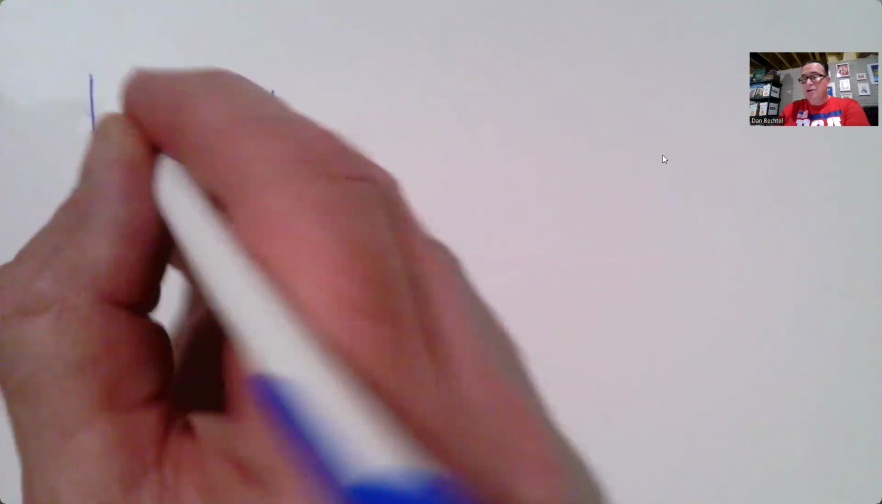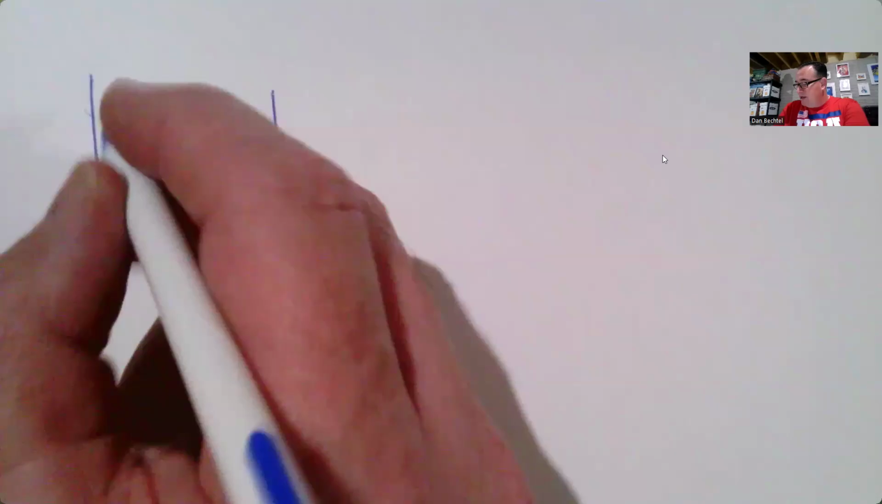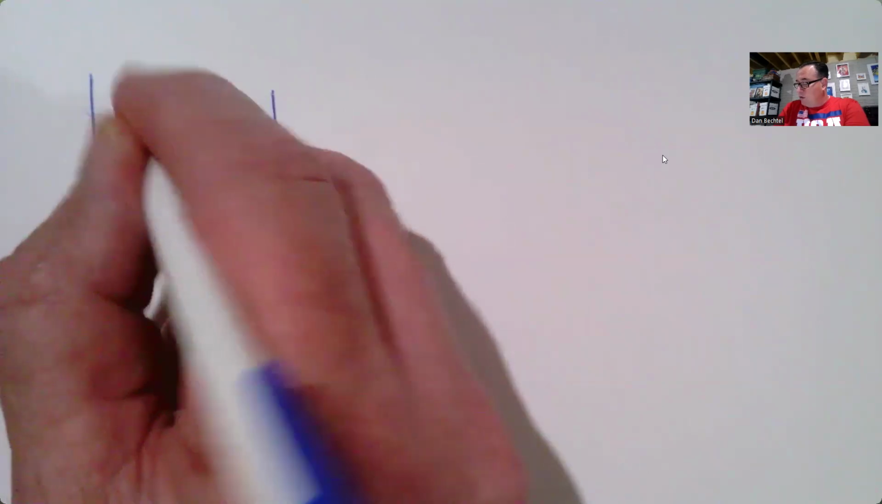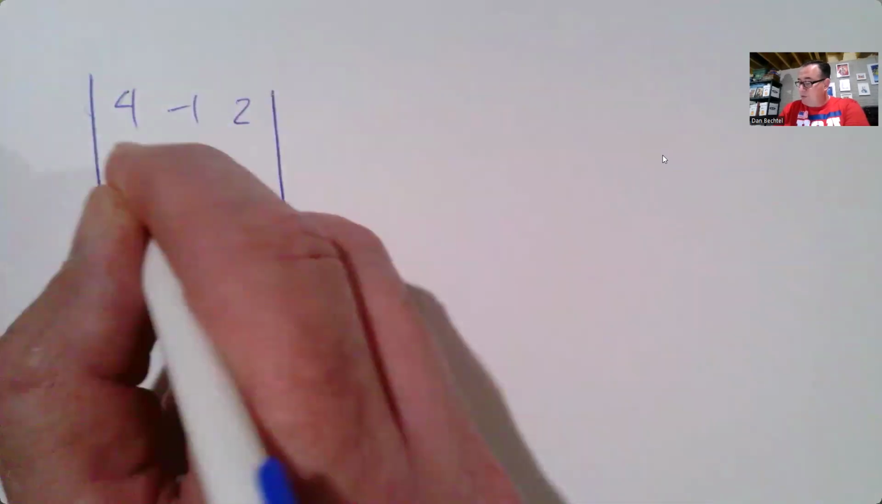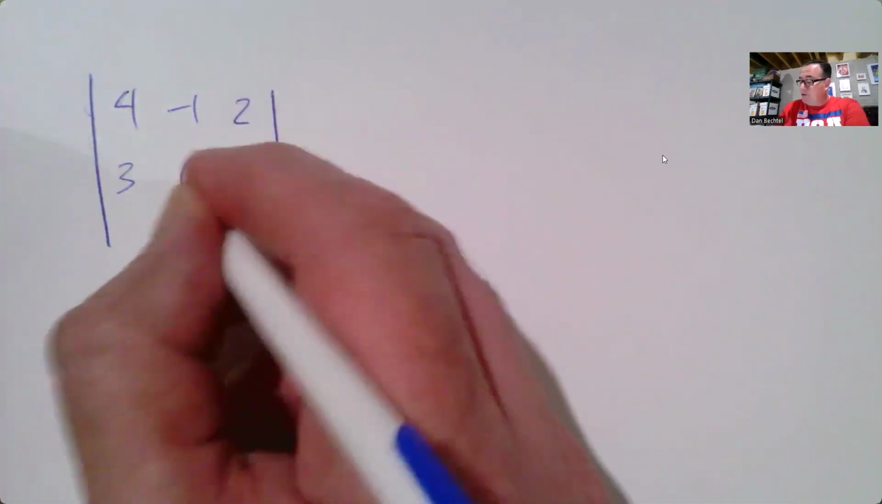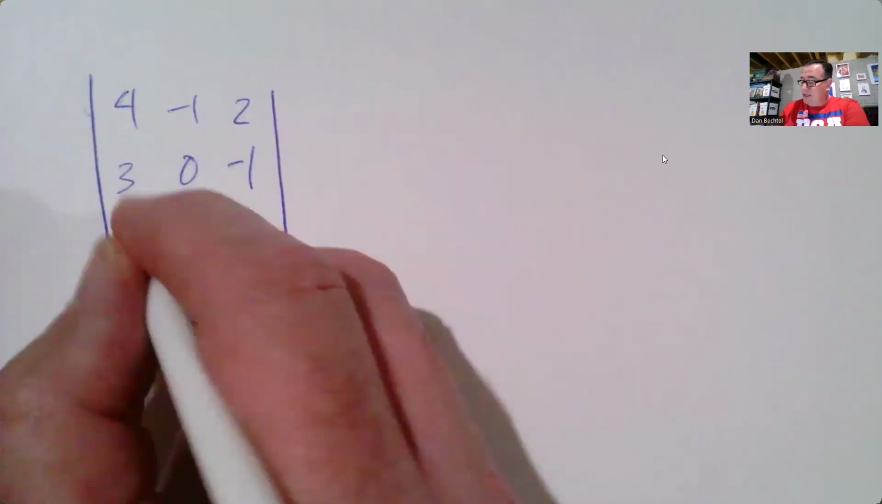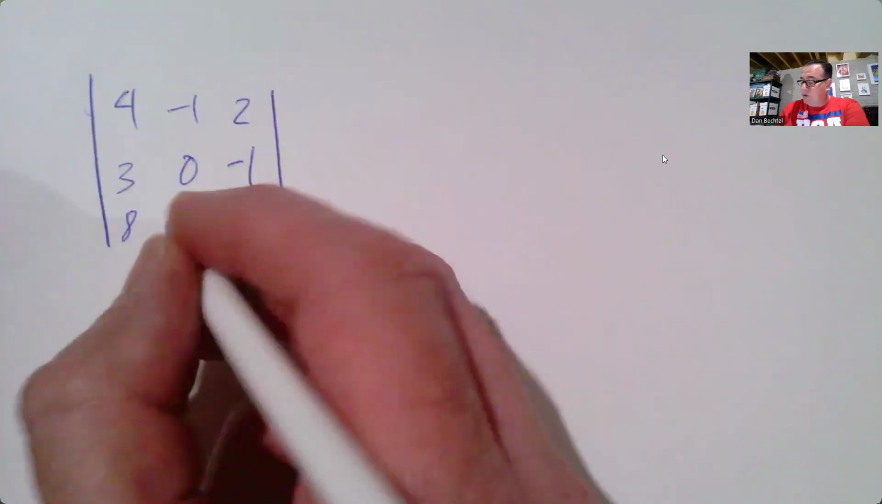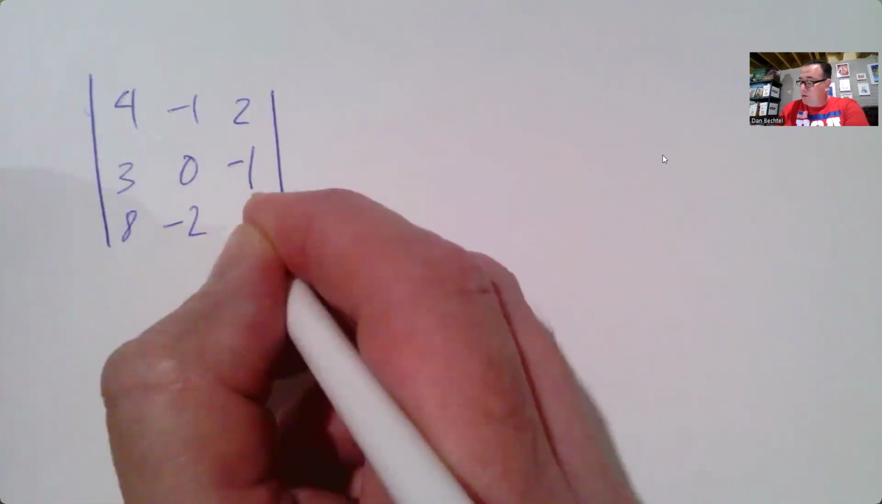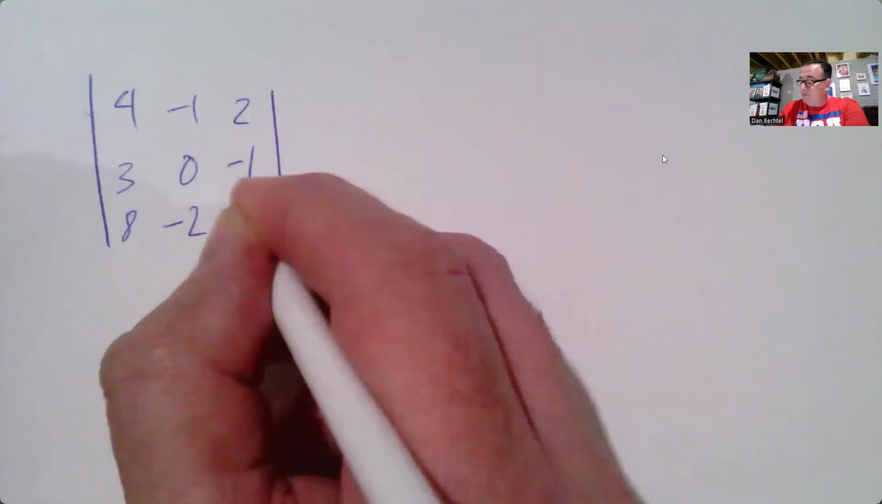I'm going to try to keep the numbers small because I'm doing a lot of this in my head. So let's go 4, -1, 2, 3, 0, -1, 8, that'll be fine, -2, positive 5. Okay.